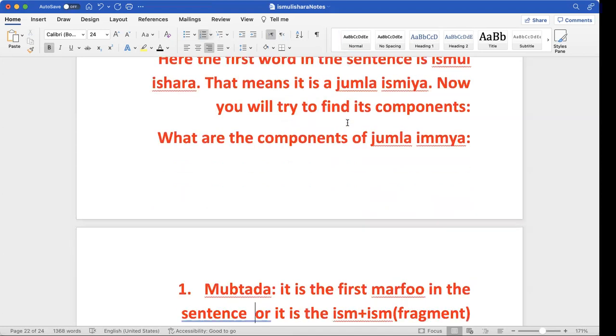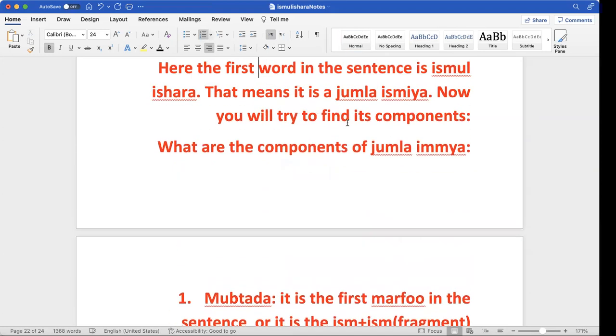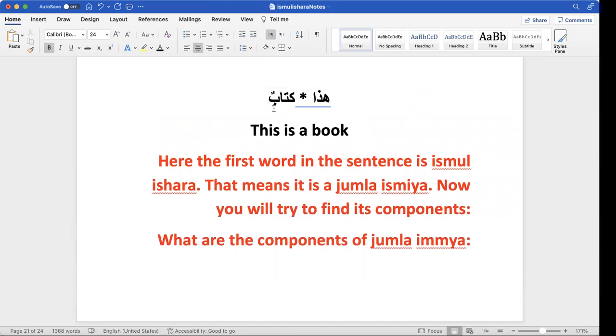Okay, now if I change this sentence a little bit, I'll add more. I say, haza kitabun min Allahi.